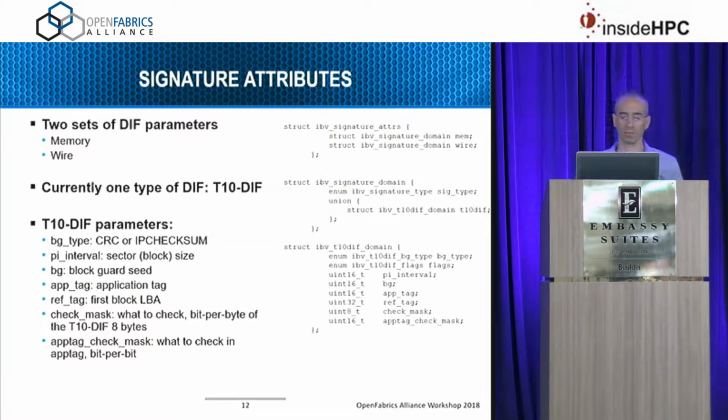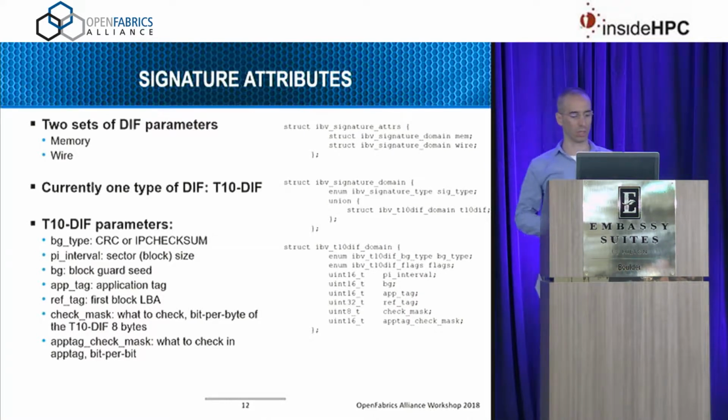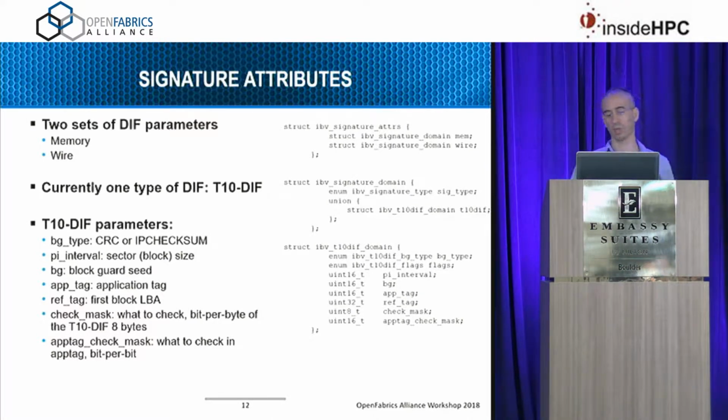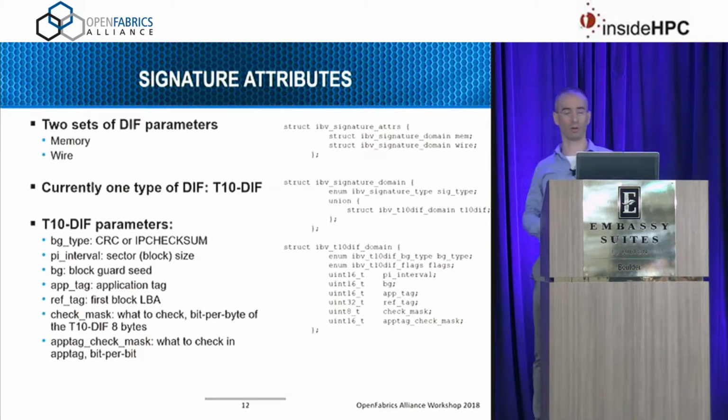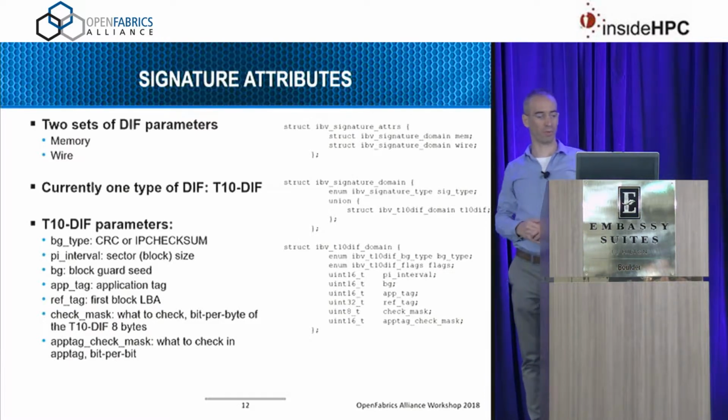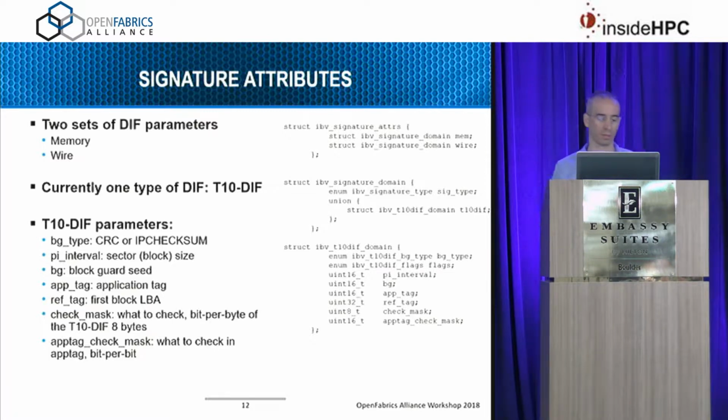And then we have masking of what we actually want to validate on the signature. So we can say we want to validate all 8 bytes of the signature, so we have 8 bits describing each byte. And we have an even more granular mask for the application tag. The application tag can be masked per bit, so we can verify only specific bits on the application tag.